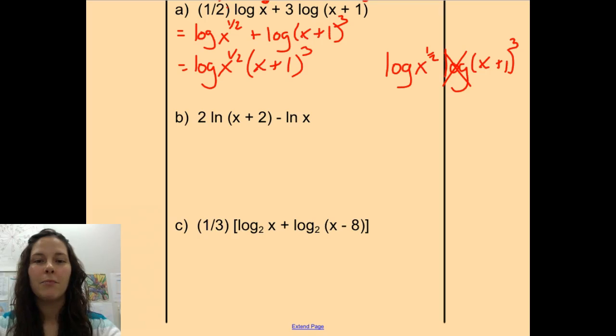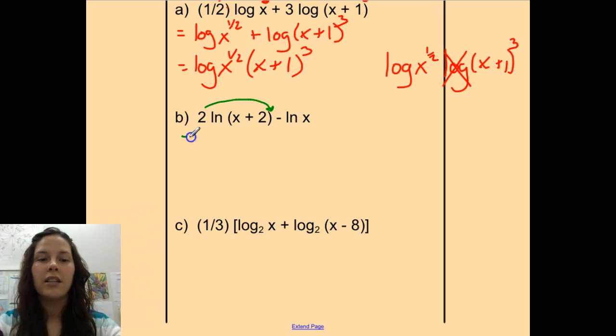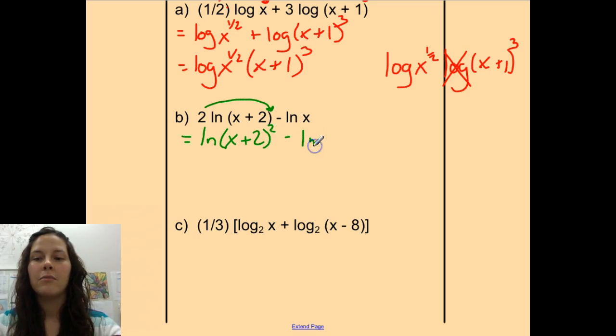Taking a look at example B, we have another multiplication, so we're going to turn that to a power. So we have natural log of the quantity x plus 2 squared. Our second natural log does not have multiplication, so we're going to leave that alone for now.